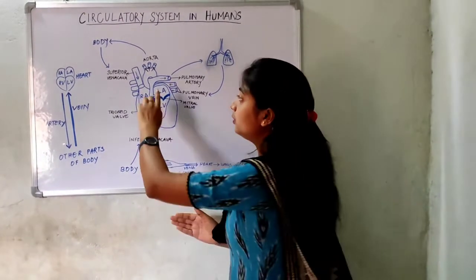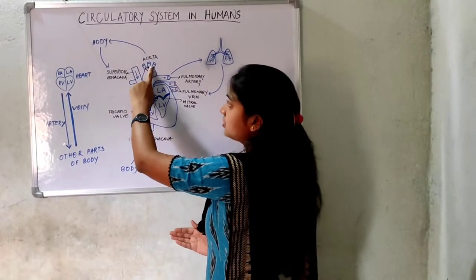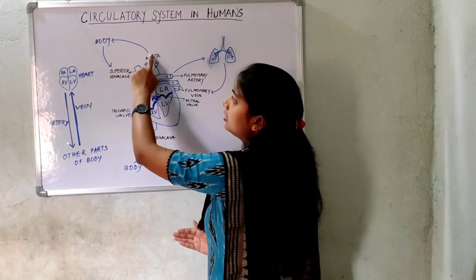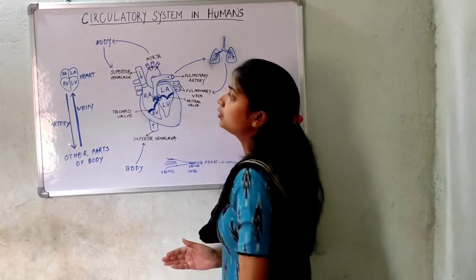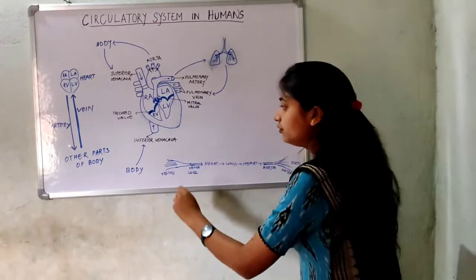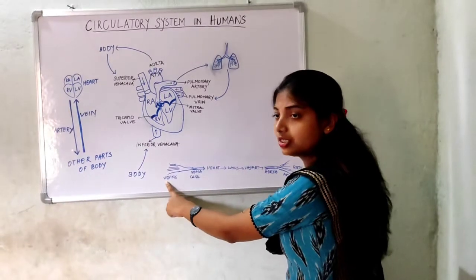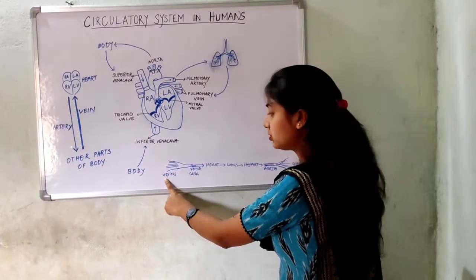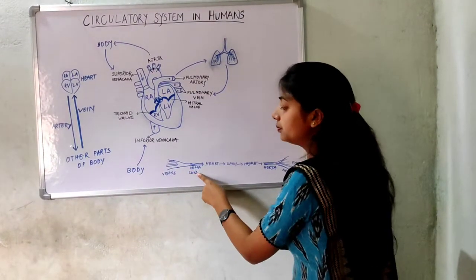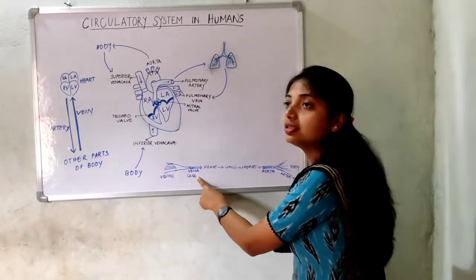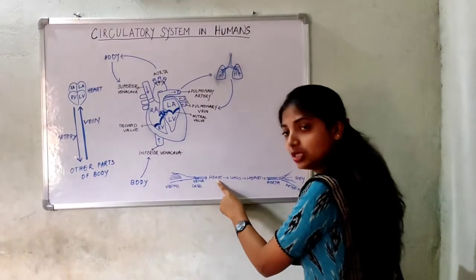When the aorta passes from the heart, it is again branched into different numerous arteries and it is carried to the body. Now, we all have learned that the veins that are carrying the deoxygenated blood from the different parts of our body, they join up to form the main vein, that is the vena cava, which is bringing the deoxygenated blood to the heart.